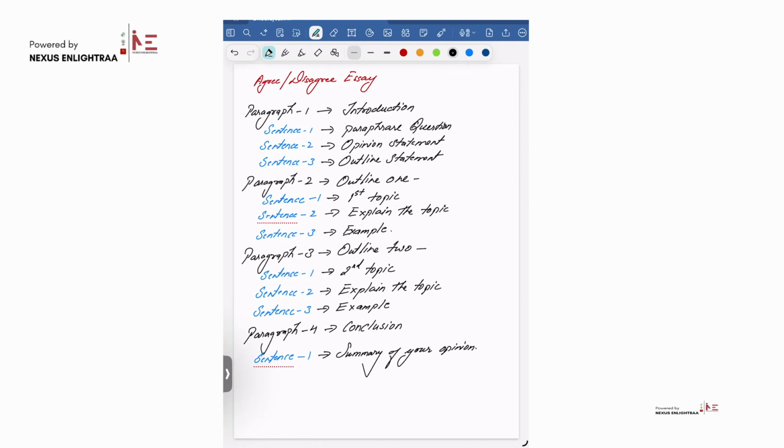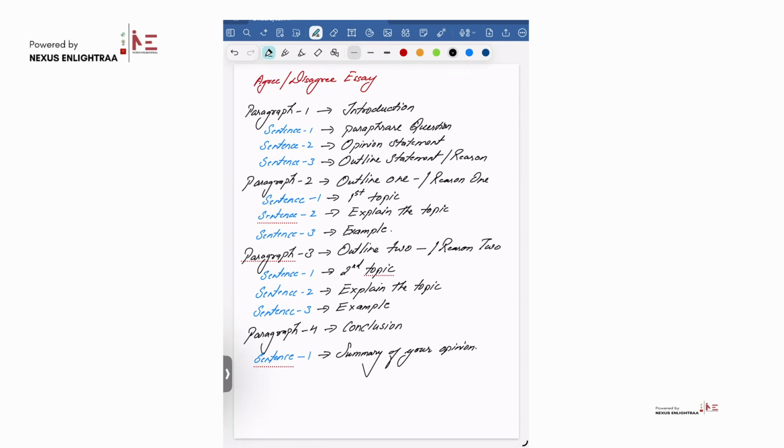So instead of this outline statement, you can also say reason statement. So outline 1 or reason 1, you can also say this, and you can say reason 2. So you do your paraphrase, then you give your agreement, whether you agree or disagree, and then you give reasons.